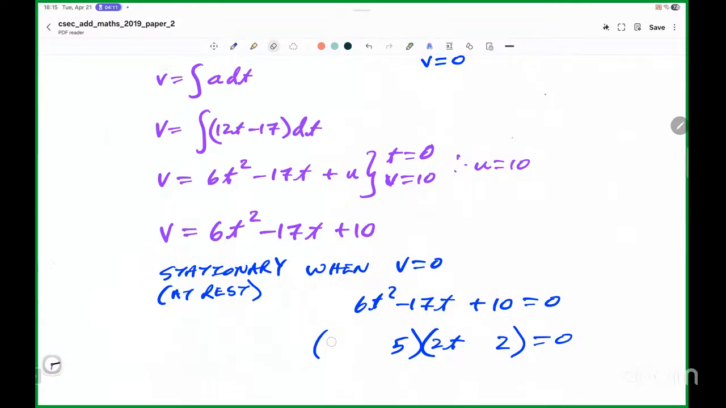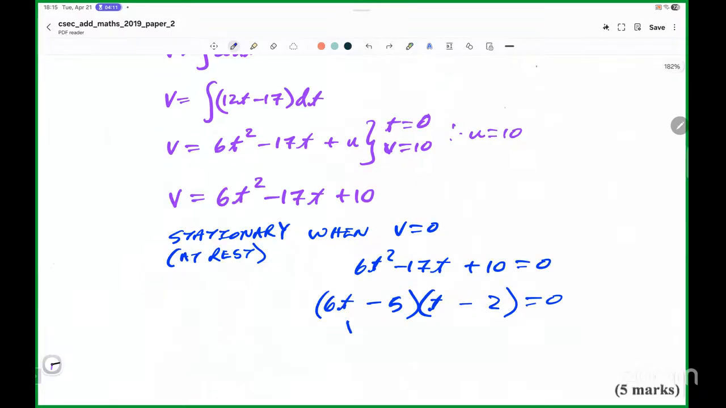After you get 6t minus 5 and t minus 2. Right, see, that's the same, they're both negative. All right, let's just double check that. So it is 12, that's minus 12 and minus 5. Yeah, that's correct. All right, so we're getting t equals 5 over 6, and again, t equals 2. That's when it is equal to 0.